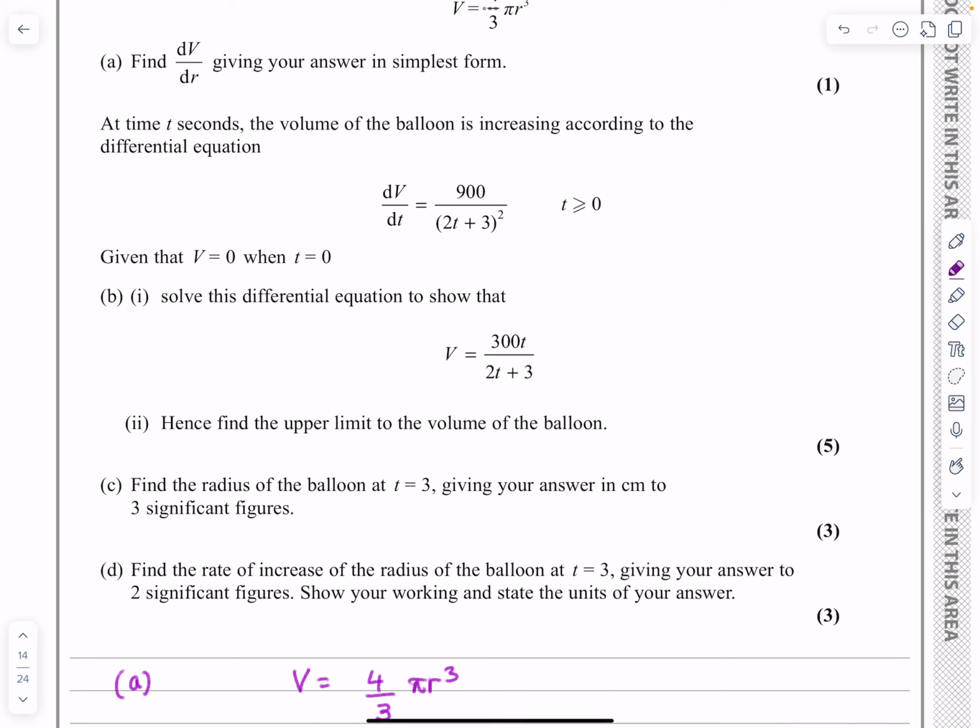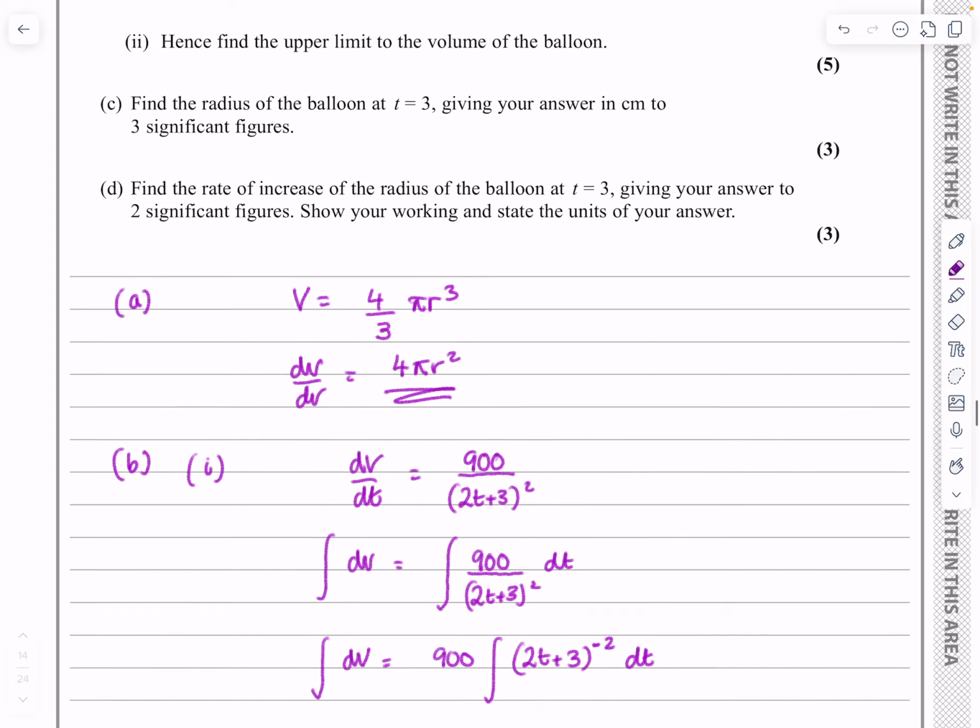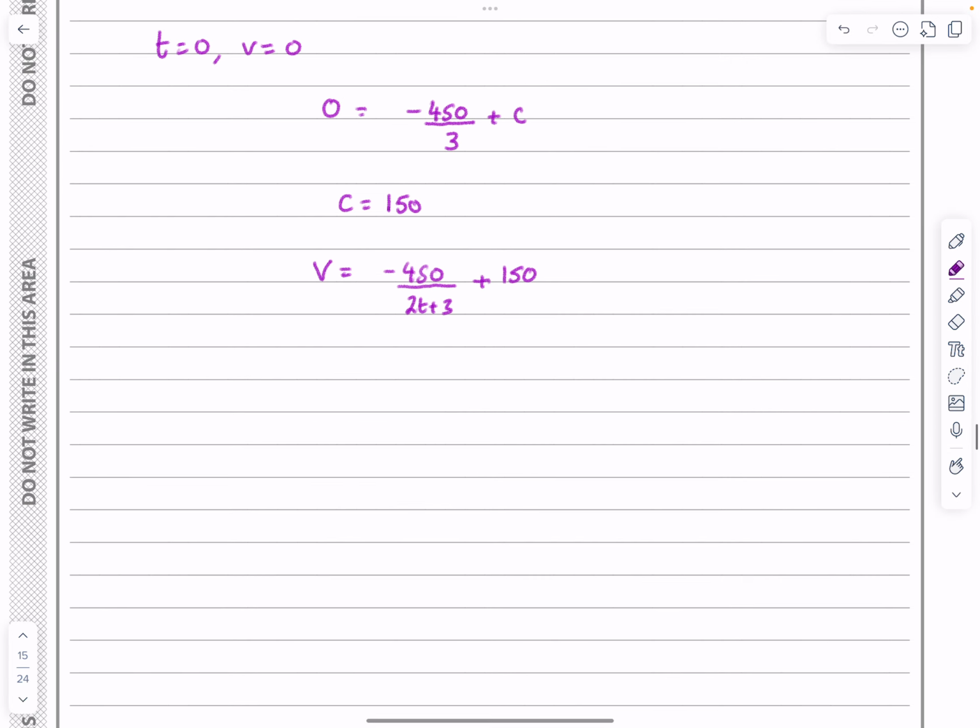Okay, so I want it to look like 300t over 2t plus 3. You know, this is worth a lot of marks. It's worth 5 marks. Let's see if we can do that then. So if I'm going to try and do that, what I'd like to do is to tidy up this right-hand side. I'm not going to spend ages over this. This is minus 450 over 2t plus 3.